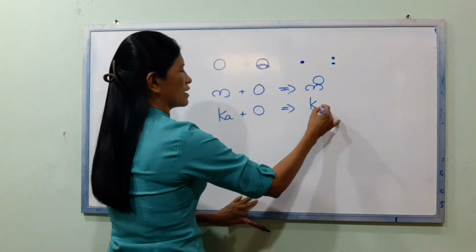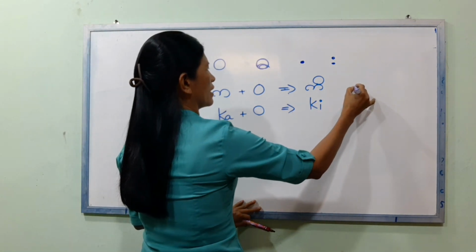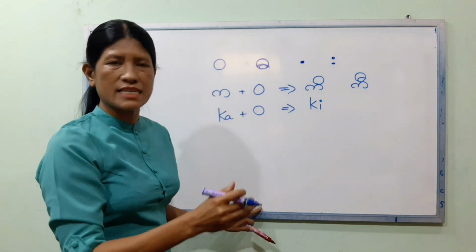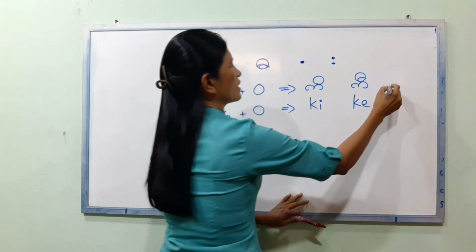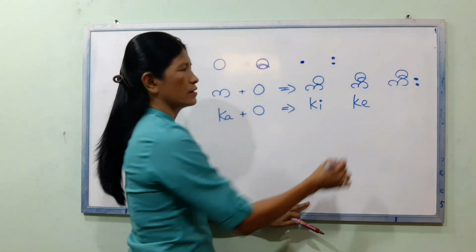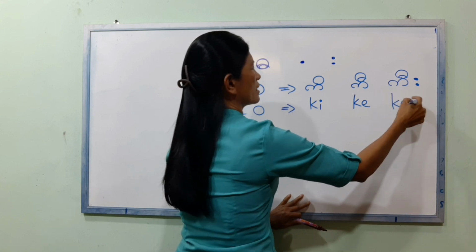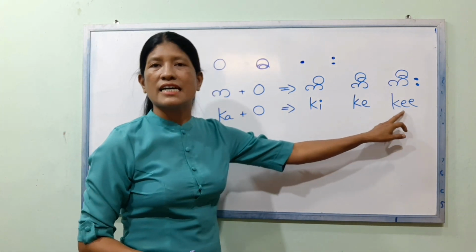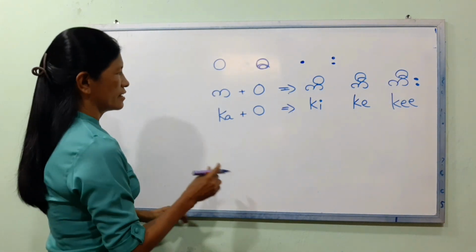Ki. Ka, low kneading sankat, wisapa, ki. How to pronounce? Ki. Next one.